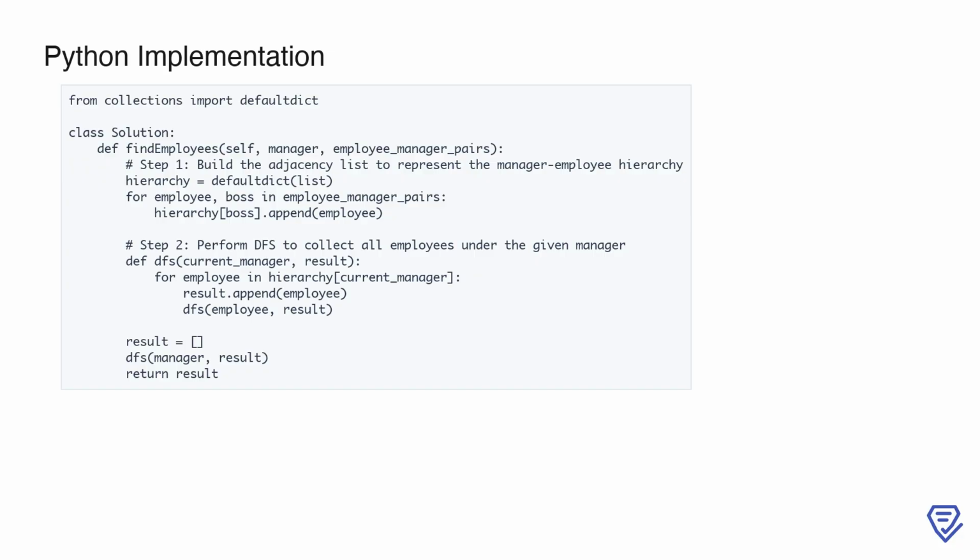In step 2, we define a helper function DFS that uses depth-first search to traverse the hierarchy tree. The DFS starts from the given manager and recursively visits all employees in the hierarchy, adding them to the result list. For each employee directly reporting to the current manager, we append the employee to the result and recursively call DFS for that employee to explore their subordinates. Finally, we initialize an empty list result, call DFS starting from the given manager, and return the result list, which contains all employees who report directly or indirectly to the manager.